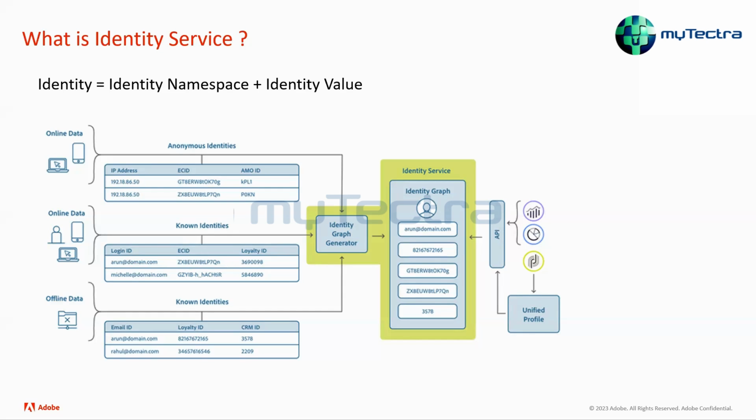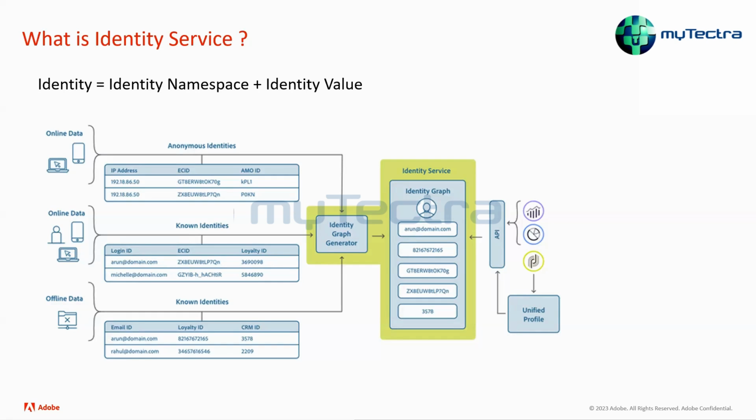So identity is comprised of two essential components. One is identity namespace, another one is identity value. For example, there is vinodkumar@gmail.com. The value is this vinodkumar@gmail.com. It's an identity value, and the namespace is the context of this thing, like it's an email. So namespace is nothing but the context of this identity value, whether it's an email, a phone number, a device, or any cross device ID, something like that.